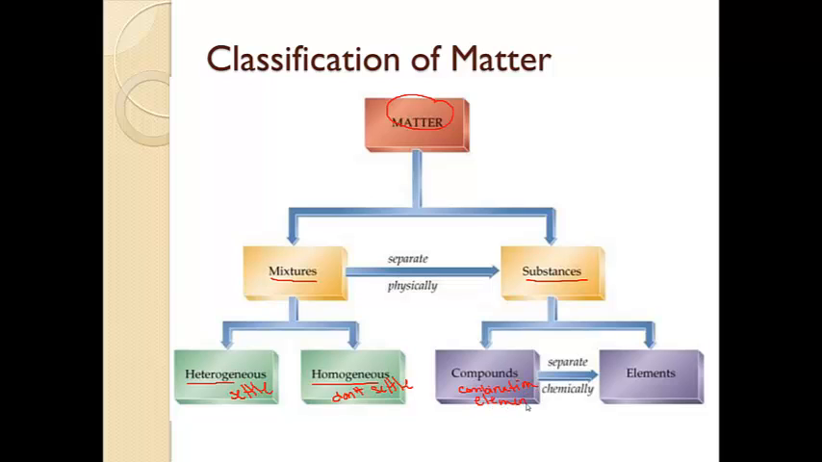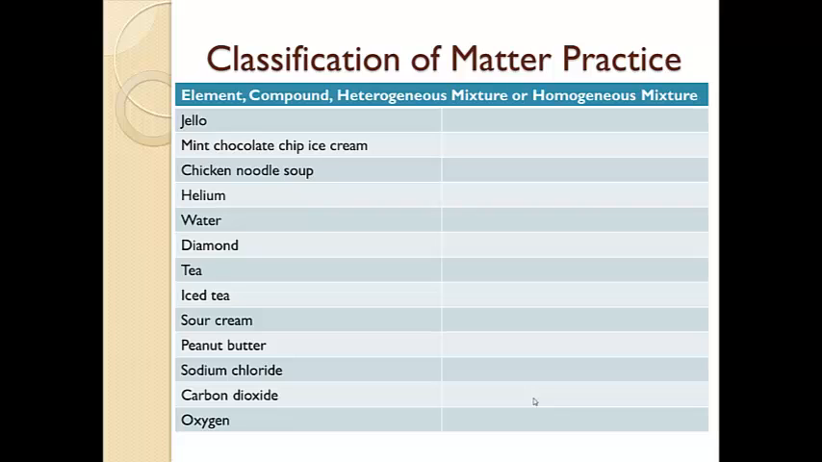So we can do a little bit of review with this as well, breaking these down into element, compound, heterogeneous, or homogeneous. Jello, whether it's a liquid or a solid, whether or not you've put it in the refrigerator, that doesn't matter. It's still going to have the same composition regardless of where you look at it. Mint chocolate chip, however, is considered heterogeneous because the chocolate chips might be more condensed in one area than they are in the other.